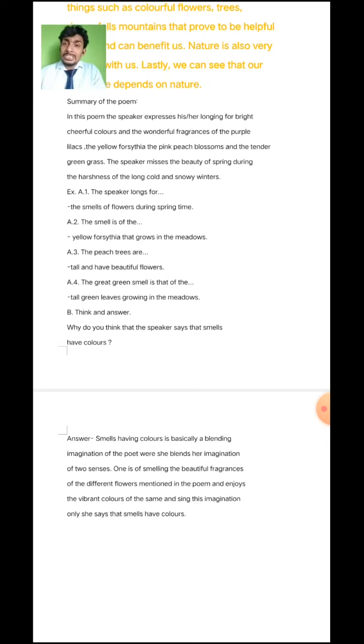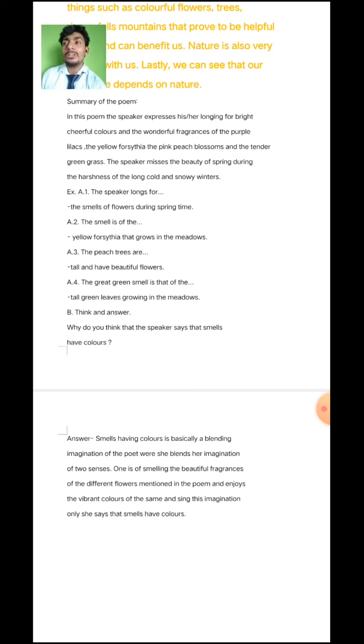Now, as we discussed the summary of the poem, we will discuss exercise A, where we are instructed to complete the sentences from the poem. Like there are 4 questions. Exercise A, the first question says, the speaker longs for. And for completing this sentence, we will say that the speaker longs for the smells of flowers during the summertime. The speaker here longs for the different smells of the flowers that come during the summertime.